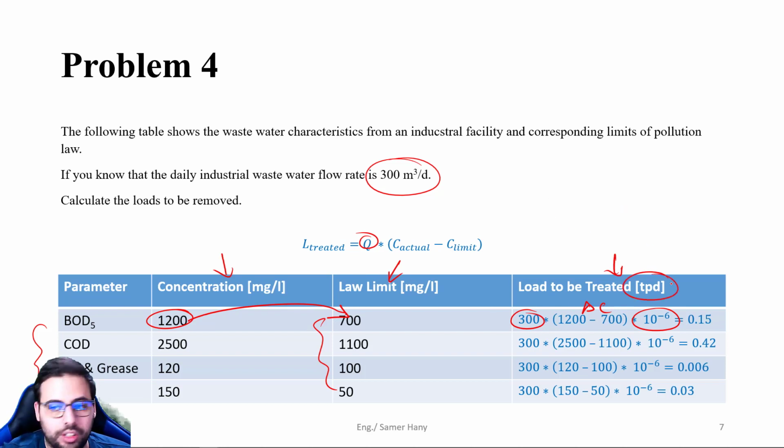So 0.15 ton per day of BOD. This is what we need to treat in our plant or our industrial facilities. So we need to have a treatment unit in there to only treat those 0.15 ton per day, and the rest will be treated at the central treatment plant for the waste stream. Okay, that's it. The same goes for all the rest of the parameters.